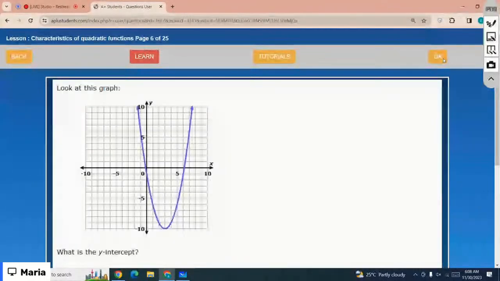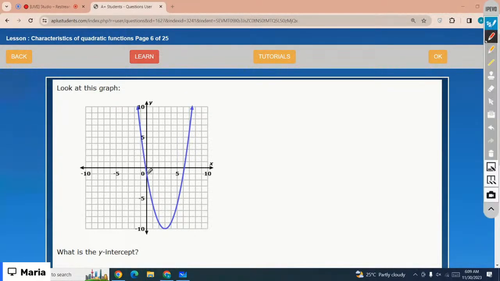Okay, look at this graph. What is the y-intercept? The y-intercept is the point where the graph is passing through the y-axis, right? So you can see the graph is passing through the y-axis here, and here y equals negative 1. So the y-intercept is y equals negative 1. Correct option is negative 1.